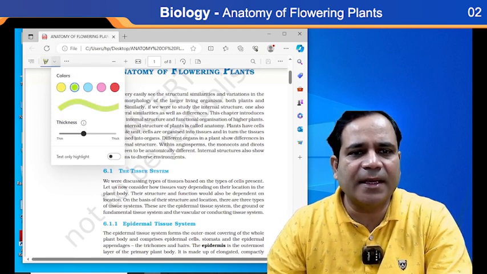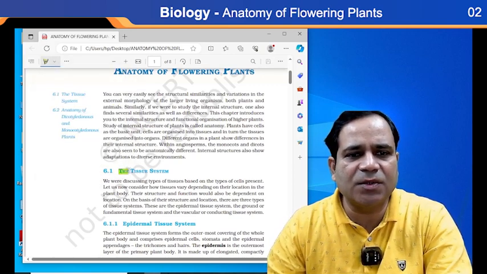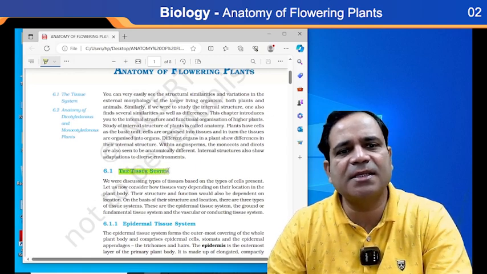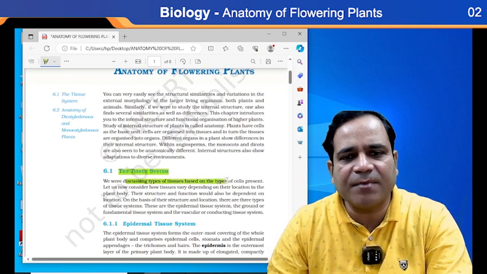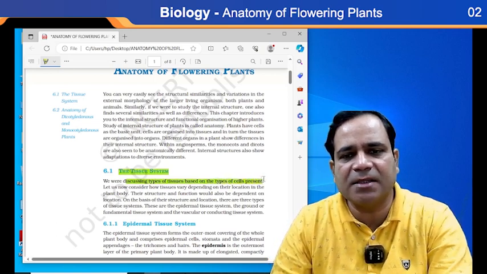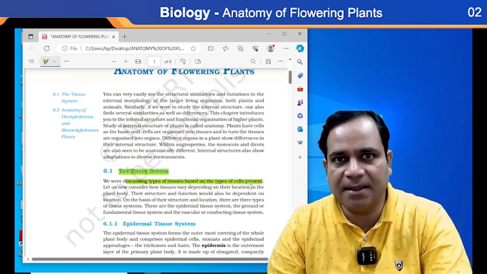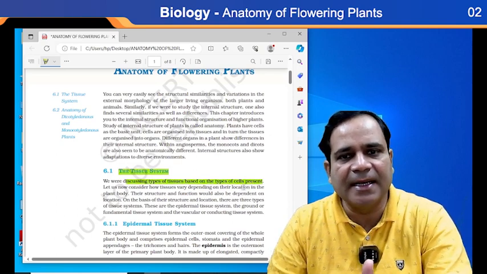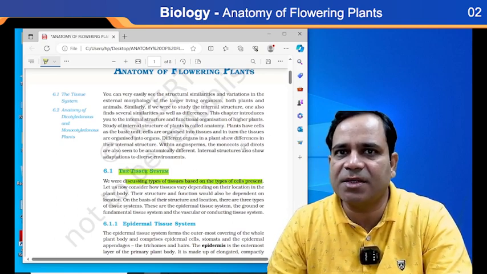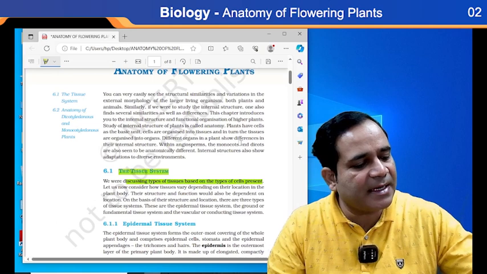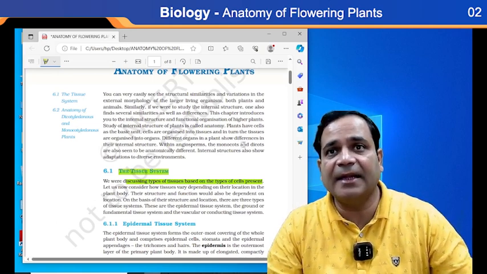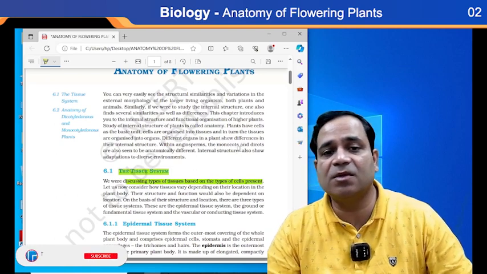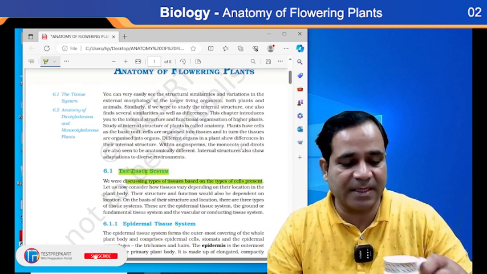See, here is the tissue system. So we are discussing the type of tissue based on the type of cell present, because the tissue is made up of what? Cell. And cell is what? The basic functional and structural unit of life. And that very cell is responsible to perform a specific function.